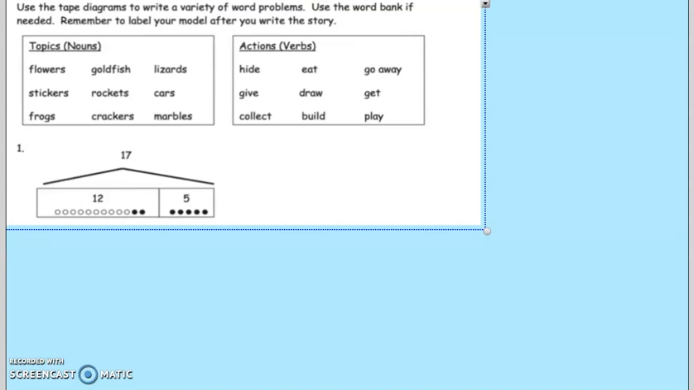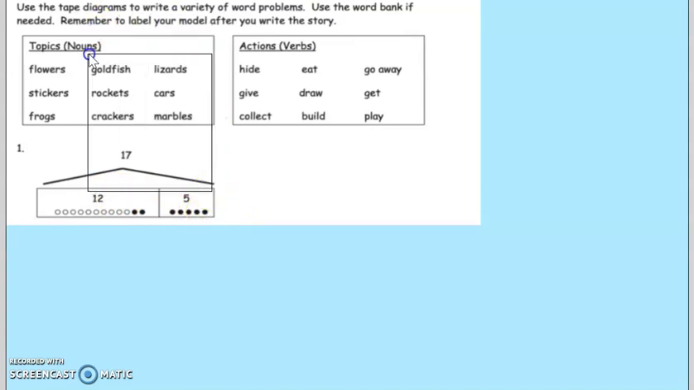It says, use the tape diagrams to write a variety of word problems. Use the word bank if needed. Remember to label your model after you write the story. Okay, so we need to write a story to go with the problem. Well, the first thing I notice is that my total is 17. That's how many there are altogether. And then I have one part that is 12 and one part that is 5.